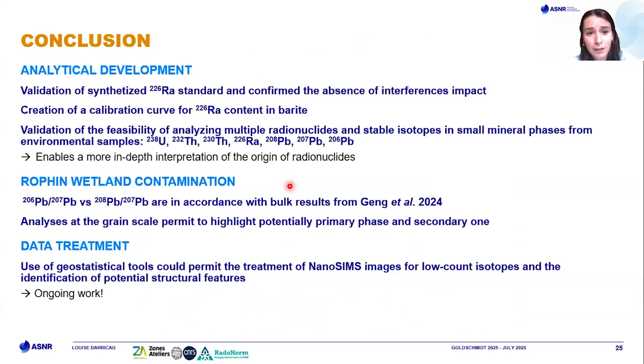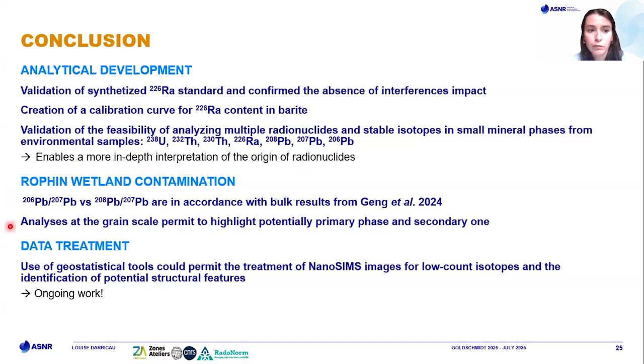So we did synthesize some radium standards, and we could validate their reproducibility. We confirmed the absence of impact of interference, and we were also able to create a calibration curve for radium content in barite. And we could validate the feasibility of analyzing multiple radionuclides in some environmental samples. So it can give us access to more interpretation of the origin of radionuclides.